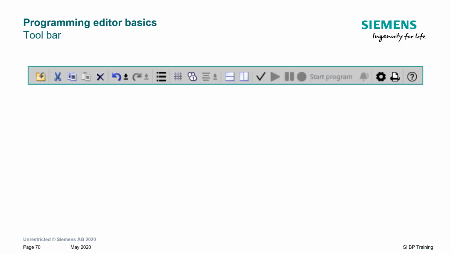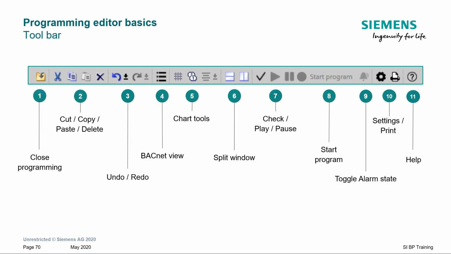The toolbar consists of various options to guarantee an effective programming experience. From left to right, options like undo, redo, splitting the windows, check and start the program, settings, etc. helps the user to achieve that.